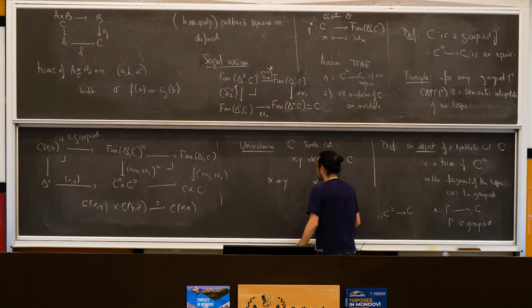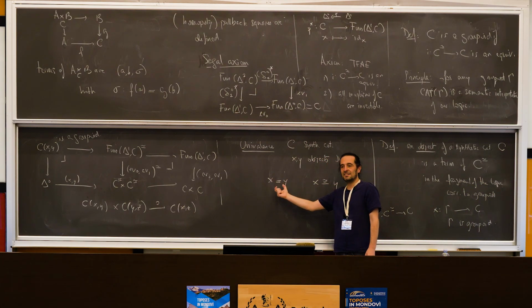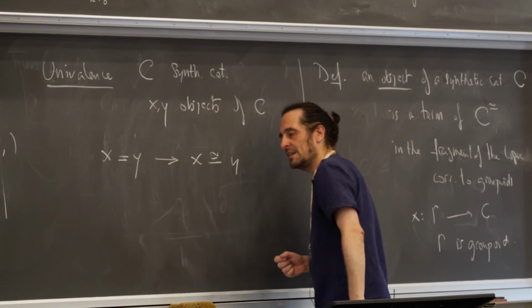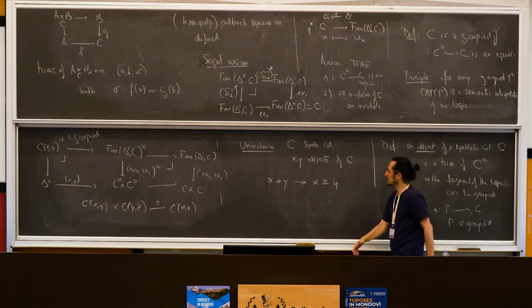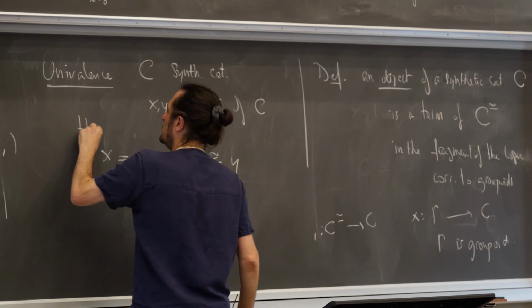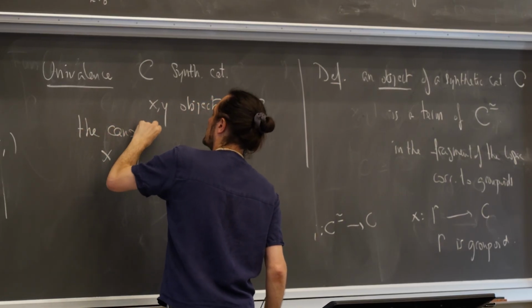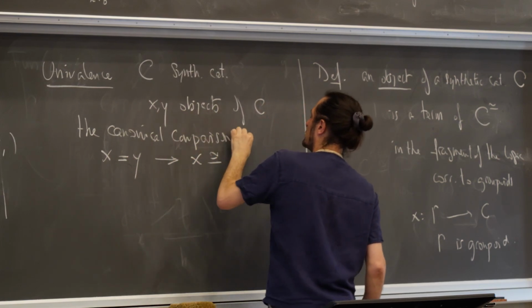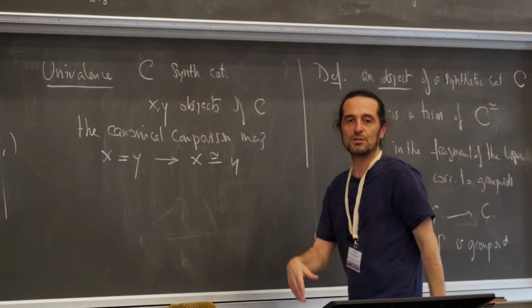And the idea is that the identity of anything will define an isomorphism, and from this you can deduce there is a canonical comparison map, and you ask that this is an equivalence.